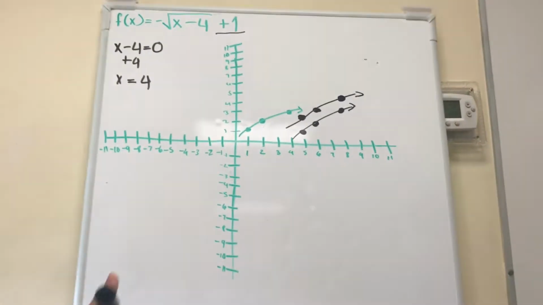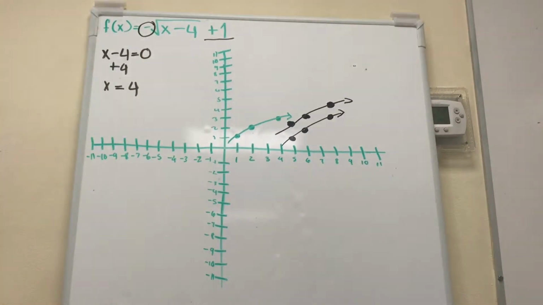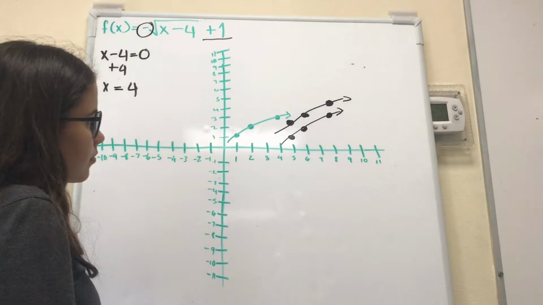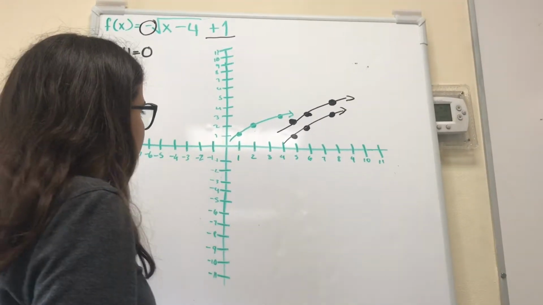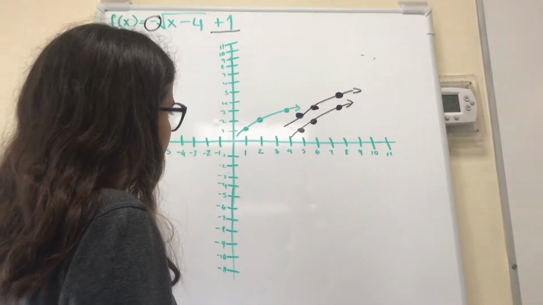You think we're done yet? Well, we're not. We need to look at one last thing in our function. We have a minus sign before we start the square root. This means that we're going to make a reflection, but not just any kind of reflection. We're going to reflect or mirror our line down.